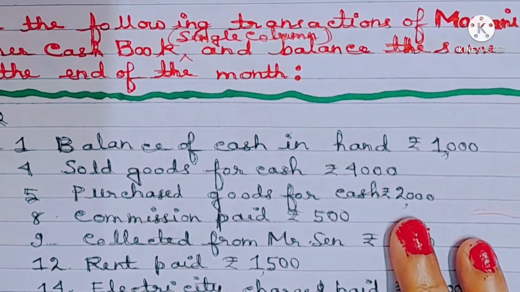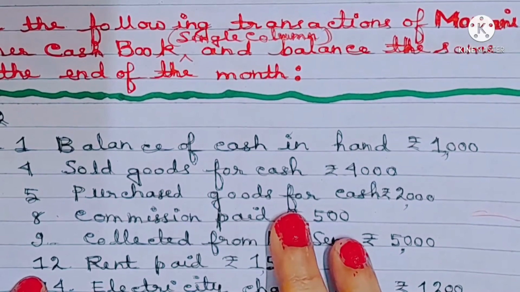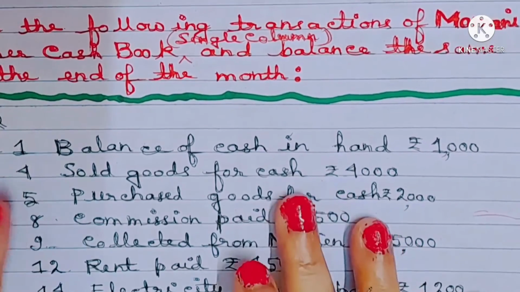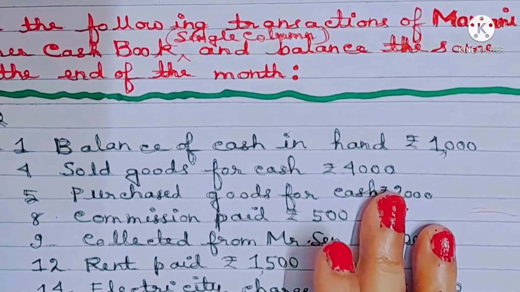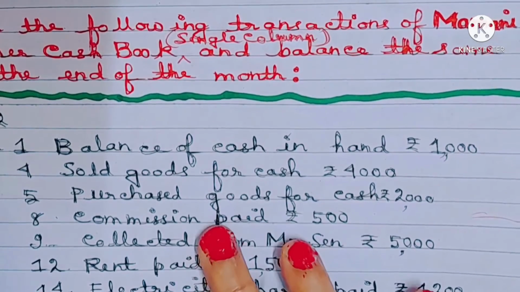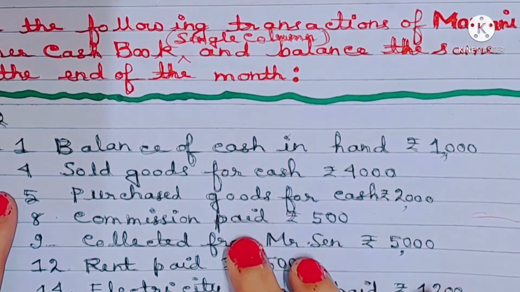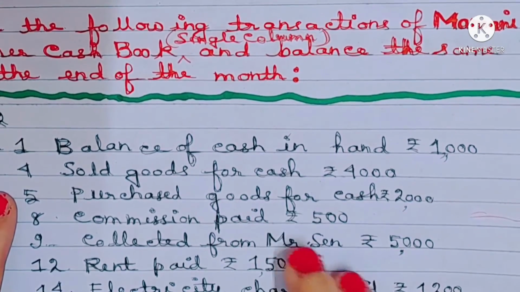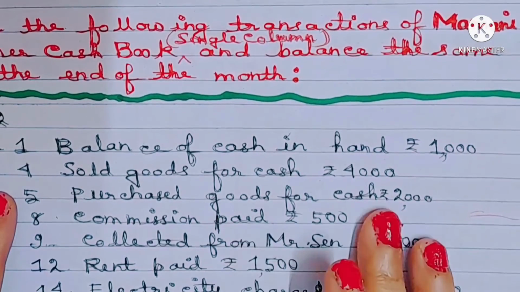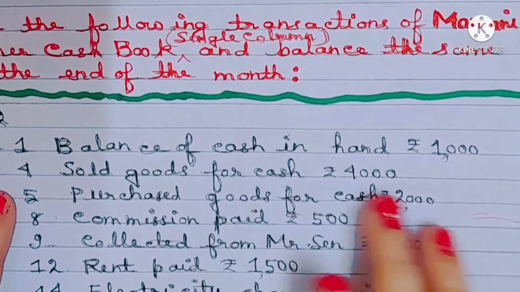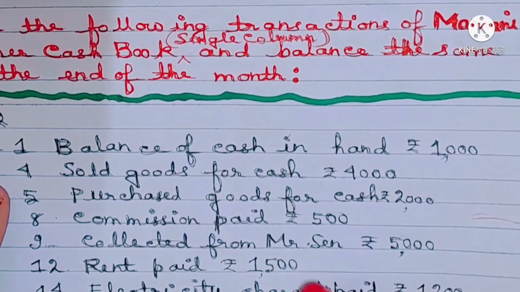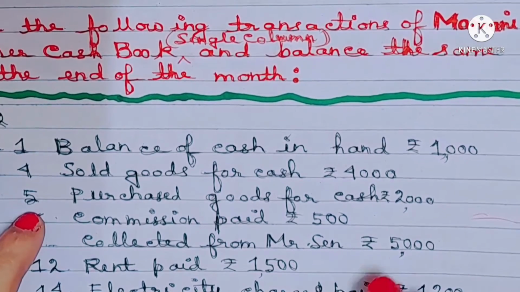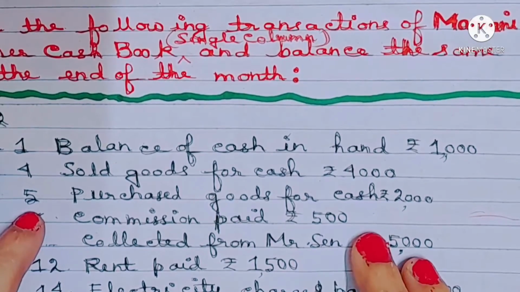And moreover, when we are making commission payment, cash goes out. So according to real account, what goes out is credit, so it will be by commission. In the journal entry, it is commission account debit to cash account. Cash account is on the credit side, so we'll write by commission. Since we are preparing the cash book or cash account, we'll have to look from the point of view of cash account. So since cash account is on the credit side, we'll write commission on the credit side as well.